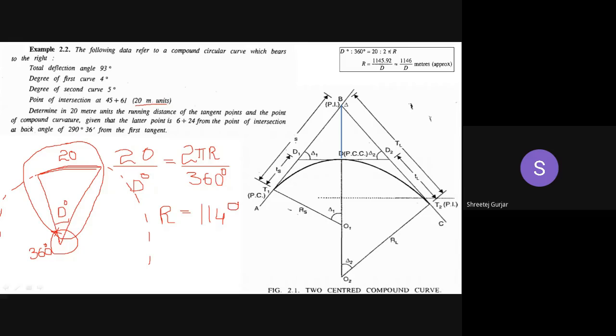1145.9. Check if you are getting the same answer. Yes, sir. Correct? 1145.9, so we will round it off to 1146. We will round it off to 1146 divided by d. Okay, so this d is as it is over here.